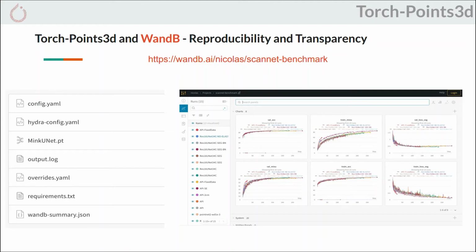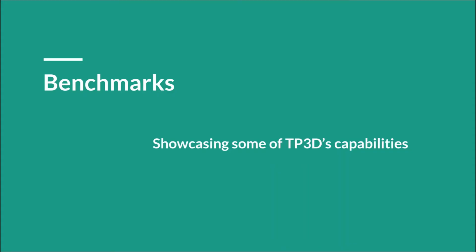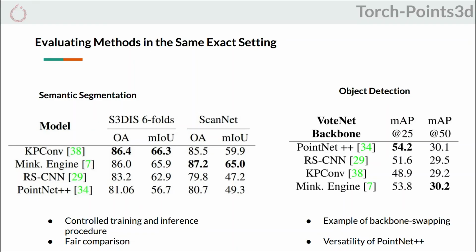In our paper, we present some of the benchmarks that we ran using TorchPoint3D in order to showcase its capacities. First, we have run a re-implementation of 4 of the most prominent networks on the S3DIS and ScanNet datasets. We have made sure that all the configuration, augmentation, and evaluations were strictly equal between networks, in order to be able to evaluate their inherent performance. Predictably, the top-performing networks were KPConv and Minkowski Engine.